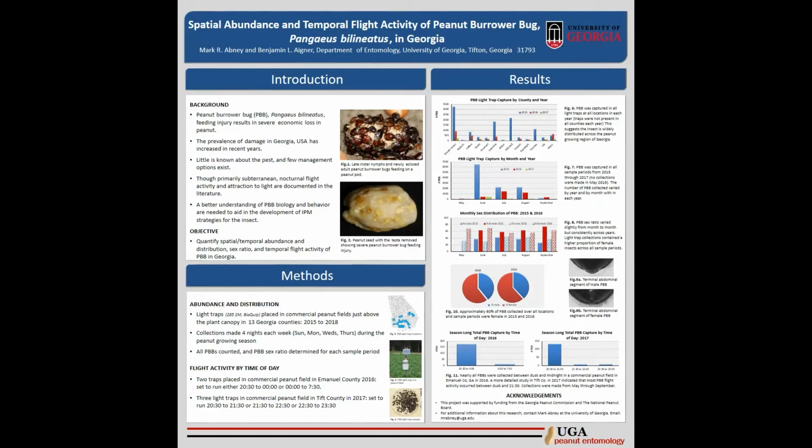My name is Mark Abney. I'm the peanut entomologist at the University of Georgia, and my co-author on this poster is Benjamin Agner, a PhD student in my lab. Our presentation is entitled Spatial Abundance and Temporal Flight Activity of Peanut Burrower Bug in Georgia.